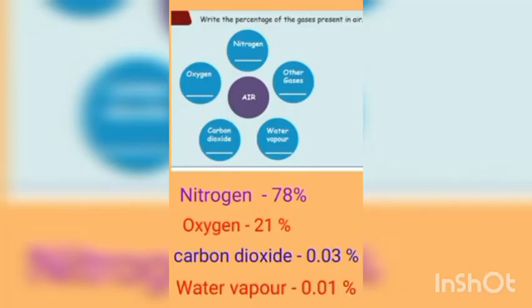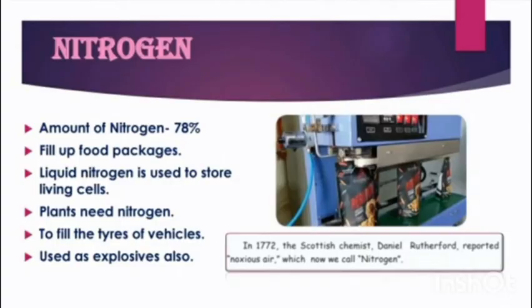On page number 91, one activity is given. Write the percentage of the gases present in air. I will give you, children. Nitrogen 78%, oxygen 21%, carbon dioxide 0.03%, water vapor 0.01%, other gases 0.06%. Okay.